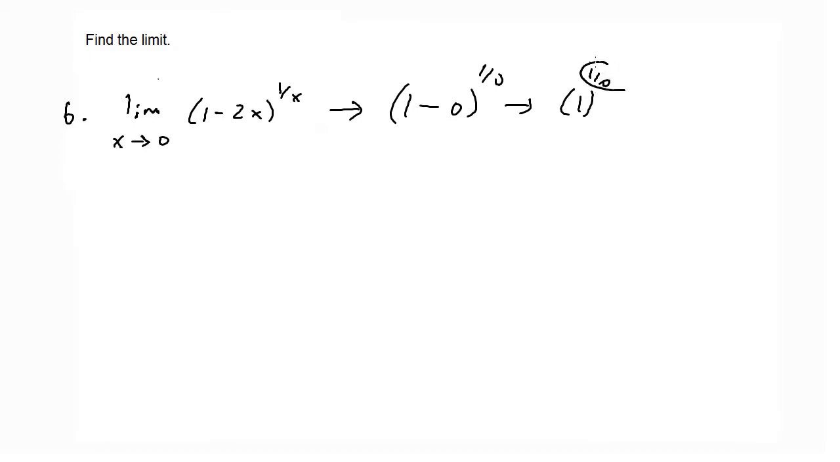Now obviously 1 over 0 is undefined, and this is not any of the indeterminate forms like 0 over 0 or infinity over infinity. So what we have to do here is go back to the original limit. So go ahead and erase this half. And then we have to find a way to get it in an indeterminate form like 0 over 0 or infinity over infinity so we can use L'Hopital's rule.